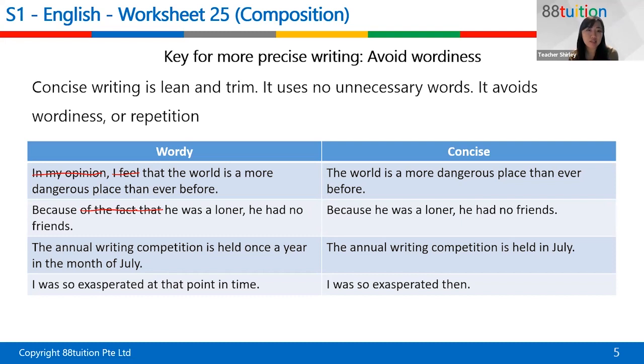The next one: the annual writing competition is held once a year. Isn't it understood that annual means once a year? So the phrase "once a year" is redundant. And also "in the month of July": isn't it understood that July is a month? So you can cancel "the month of" off. The annual writing competition is held in July. That's all.